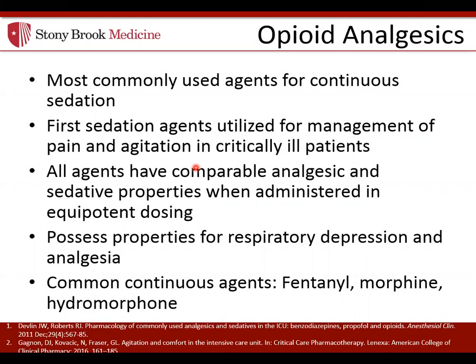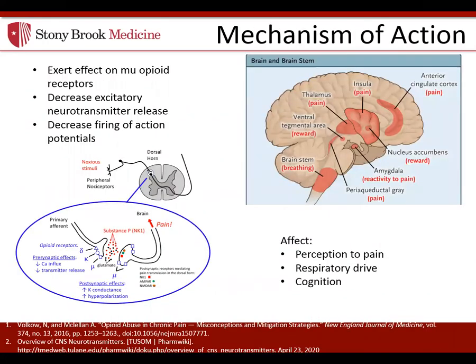And common opioids that we can use continuously for the purpose of sedation are fentanyl, morphine, and hydromorphone. So opioids actually exert their effect by binding to the opioid receptors mu, kappa, and delta, and they're abundantly present in both the periphery and in the central nervous system. And by binding to the mu opioid receptor, the opioids are essentially causing a closing off of the calcium-gated voltage channels and then causing a decrease of release of excitatory neurotransmitters, which makes a neuron less likely to fire an action potential.